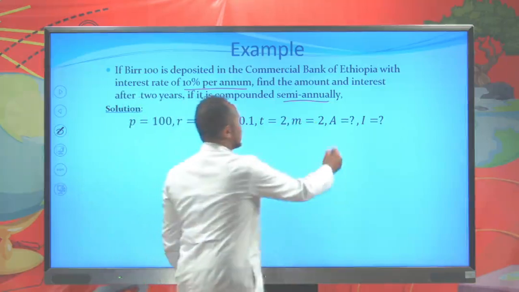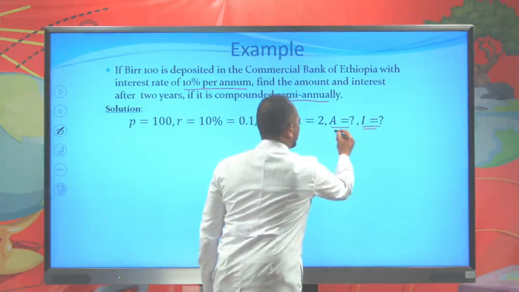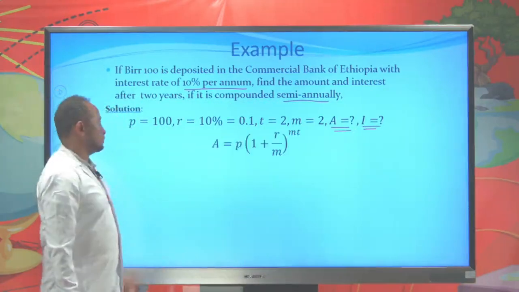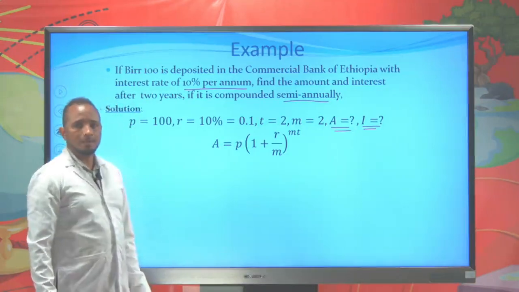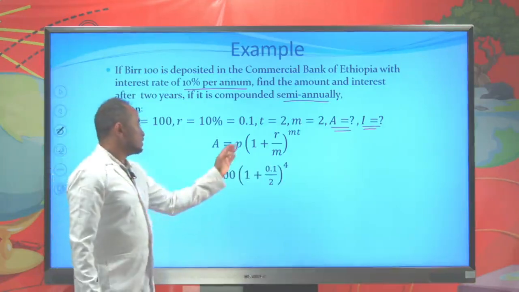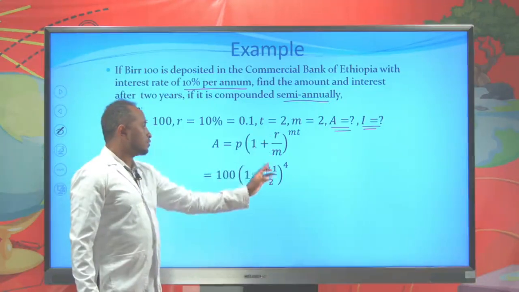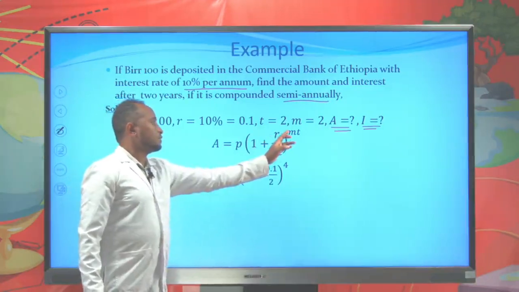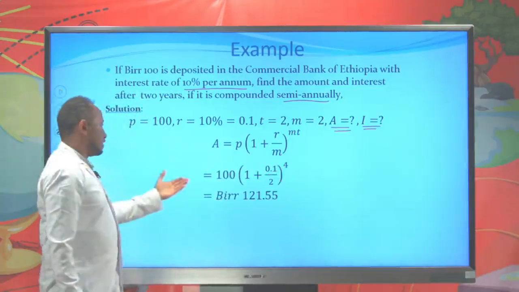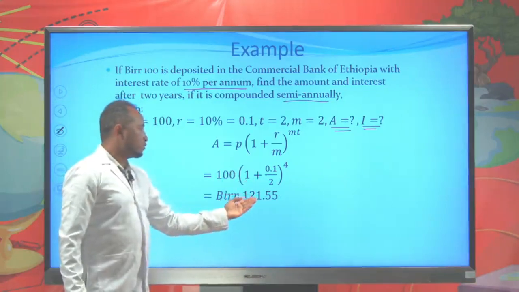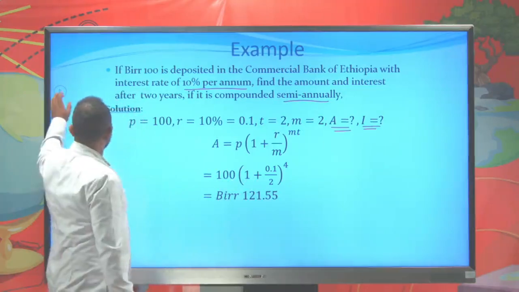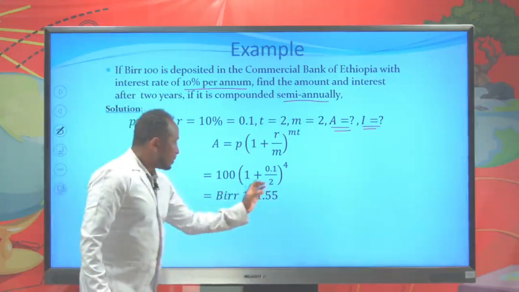And here we are asked to find the amount and the interest. So first let's calculate the amount using the formula. This amount is equal to P into 1 plus R over M, the power of MT. So putting the numbers, P is 100, 1 plus R is 0.1 divided by M is 2, to the power of 2 times T, T is 2, 2 times 2 is 4. You'll have this. So using a calculator, you can find the solution for this to be 121.55.